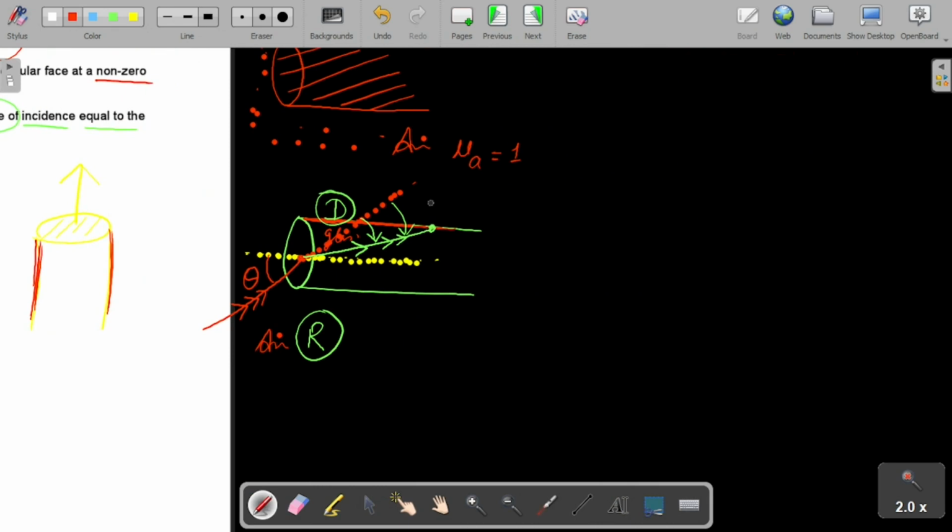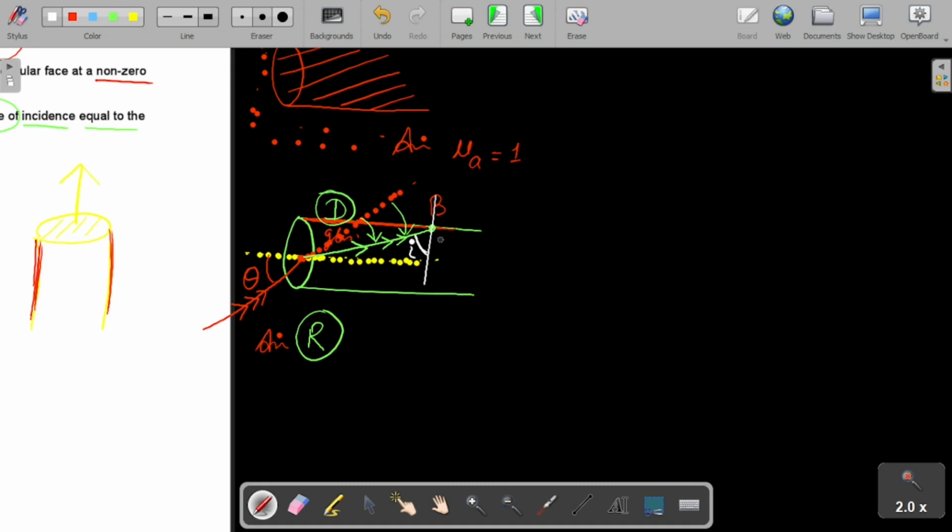Let us suppose this point is B. So I want to know what is the incidence angle at B. To know the incidence angle, first of all, I have to find where my normal is. The normal to this refracting surface will be like this. So this is going to be the incidence angle. I have indicated it by I, and this I is the critical angle. Its value is equal to the critical angle.